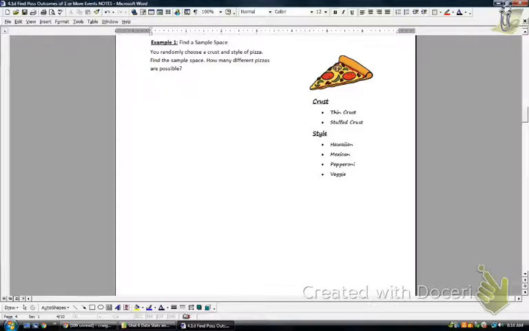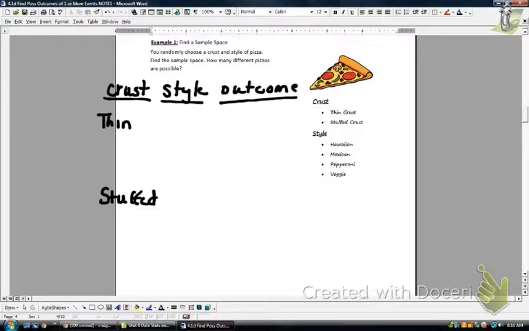We're going to do this using a tree diagram. This is not going to be your choice to do every time, but I want you to see how a tree diagram looks. So I'll show you. Pause the video and go ahead and set this up. You have crust, style, and then the outcome. And then I've already gone ahead and written my crust. We have thin crust and stuffed crust.